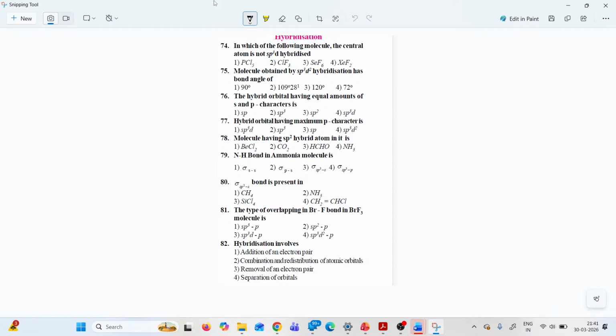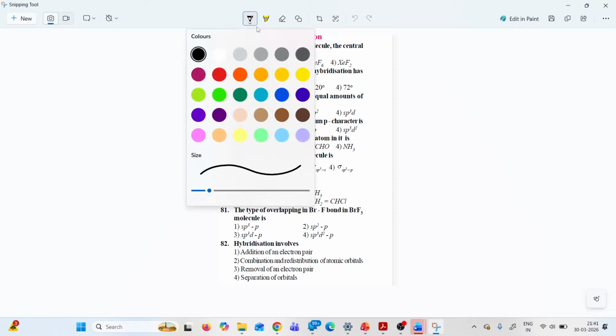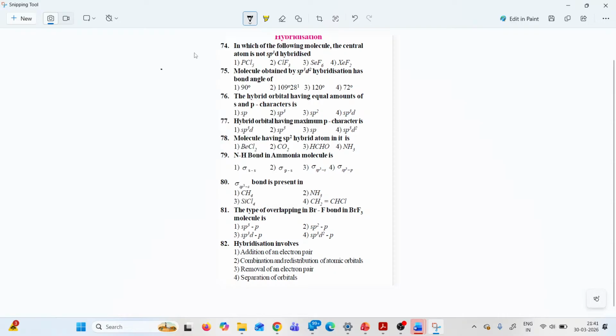Let me explain a simple trick to identify hybridization. In this first question, they are asking: in which of the following molecules is the central atom not sp3 hybridized?